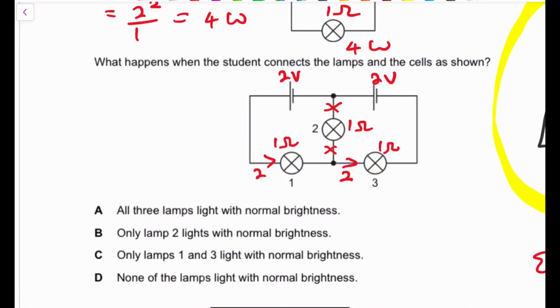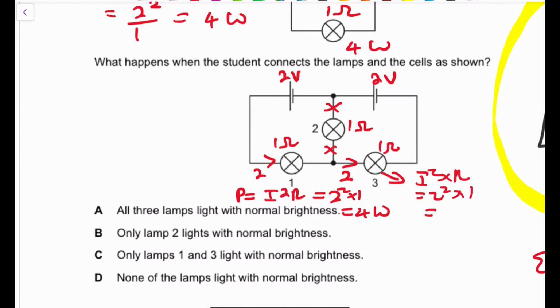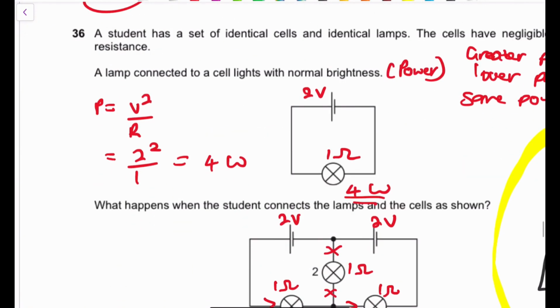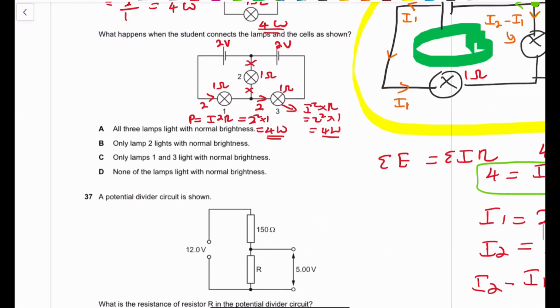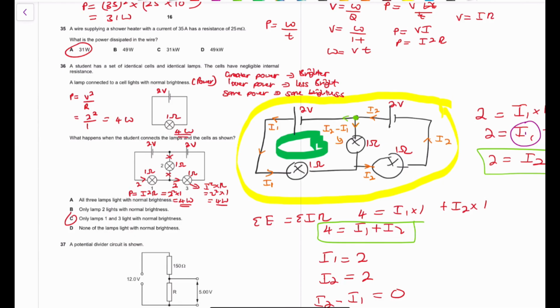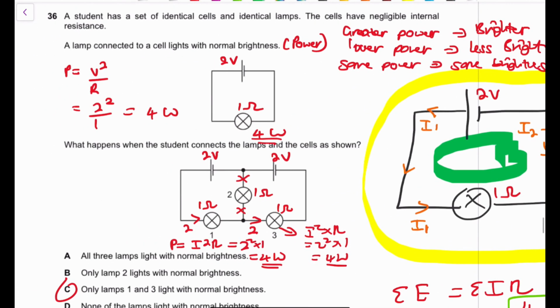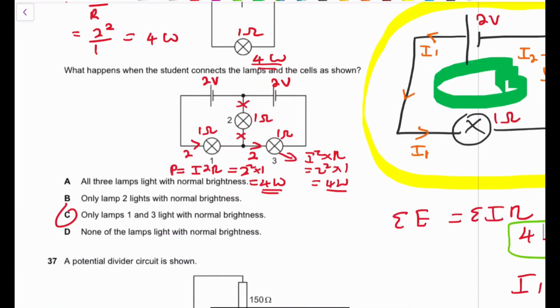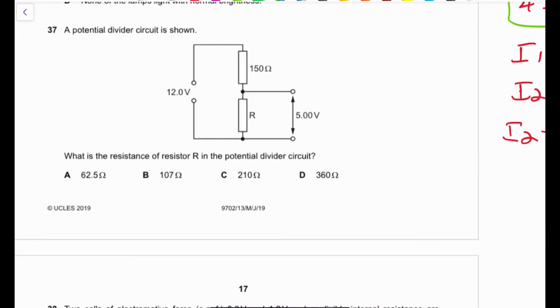So how do I find my power here? Power is equal to I squared R, which is going to be 2 squared times 1. That's going to give you 4. This one is again I squared times R. 2 squared times 1 is going to give you again 4 watts. Isn't this 4 watts the same as this 4 watts? It is. So lamps 1 and 3 are going to light with normal brightness, and the answer is C. Very, very complicated, but that's a problem with paper 1. It's a lot of working for just one mark, but you have to try so that you can answer as many questions as you possibly can.